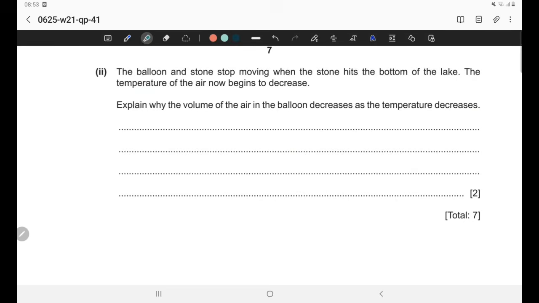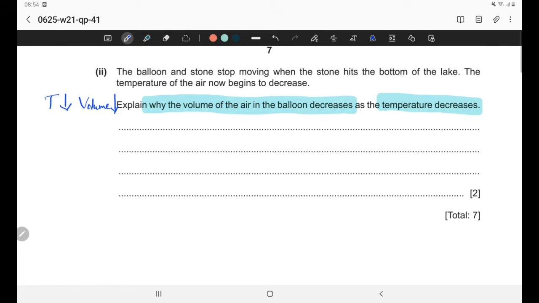Part 2. The balloon and stone stop moving when the stone hits the bottom of the lake. The temperature of the air now begins to decrease. Explain why the volume of the air in the balloon decreases as the temperature decreases. So in this question we need to explain how, when temperature decreases, the volume of the balloon will also decrease. What is the relation between temperature and volume?